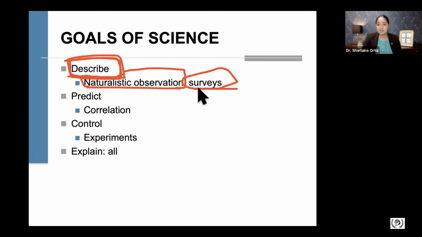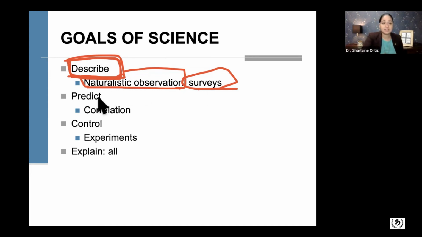So for instance, many of you have probably conducted surveys before, for fun, for school, surveys about your political views. That is because we want to be able to describe, for example, your political stance, right? So you can take a survey to see whether or not you identify closer to the Republican Party or the Democratic Party. But surveys can help us make a description.